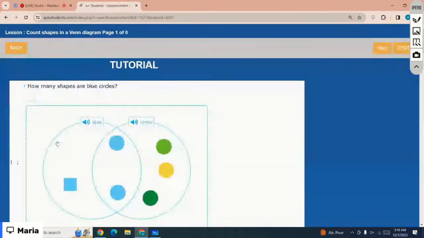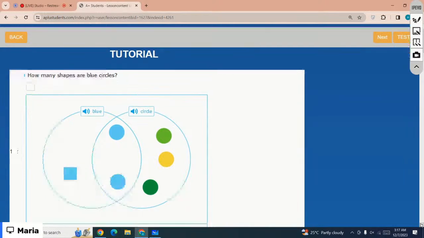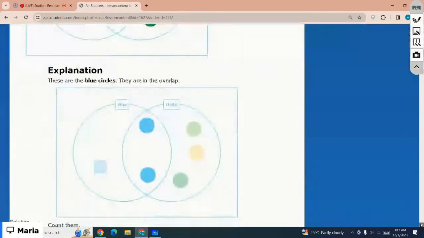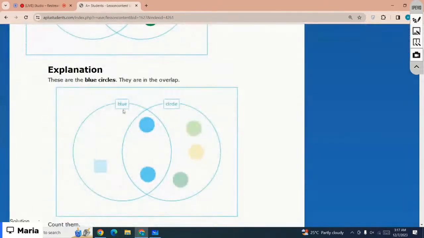Okay, how many shapes are blue circles? Which is the correct option? You need to count the shapes that are blue also and circle also. So, which is the correct option? You can see here you have two of the Venn diagrams, the one that is blue and the one that is circle, right? You have to see the one that is blue also and circle also.